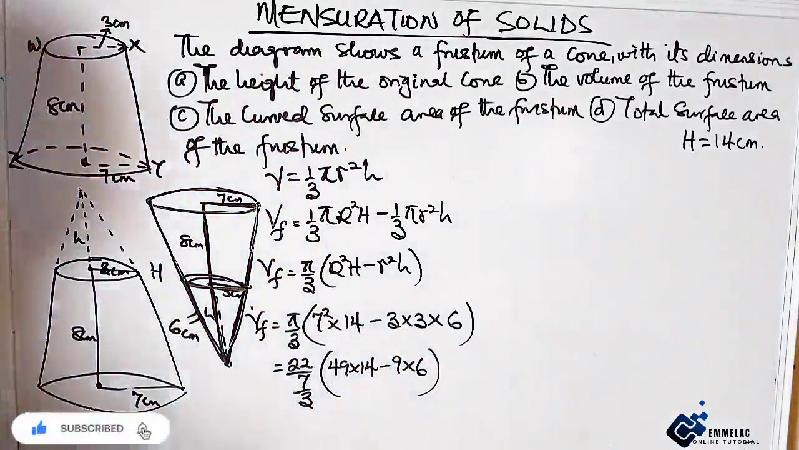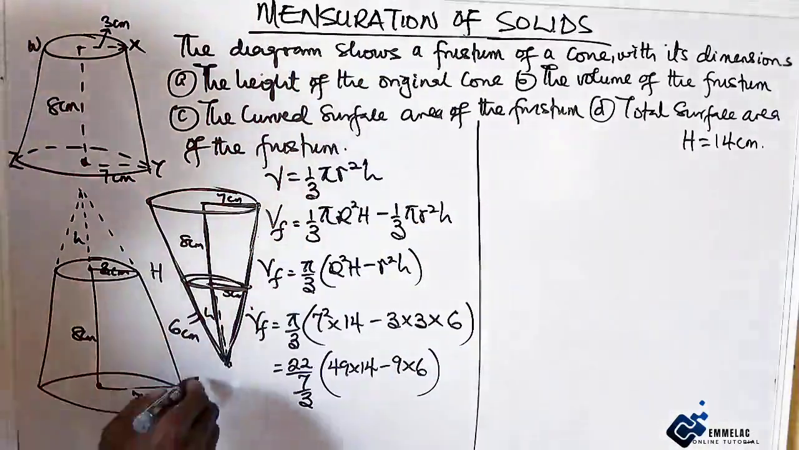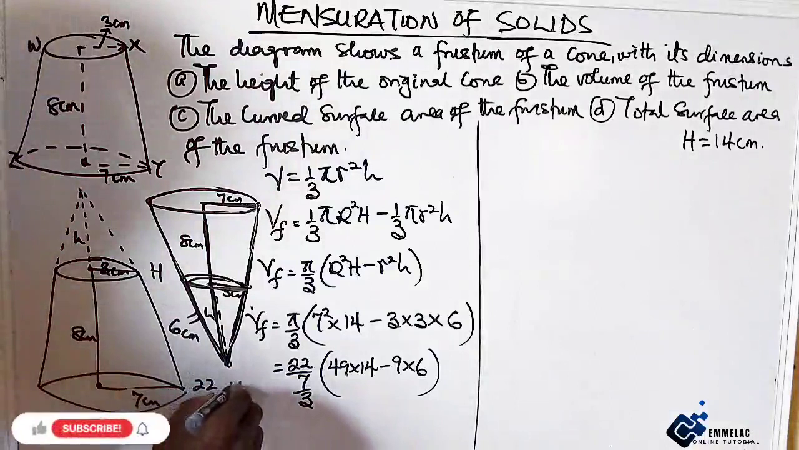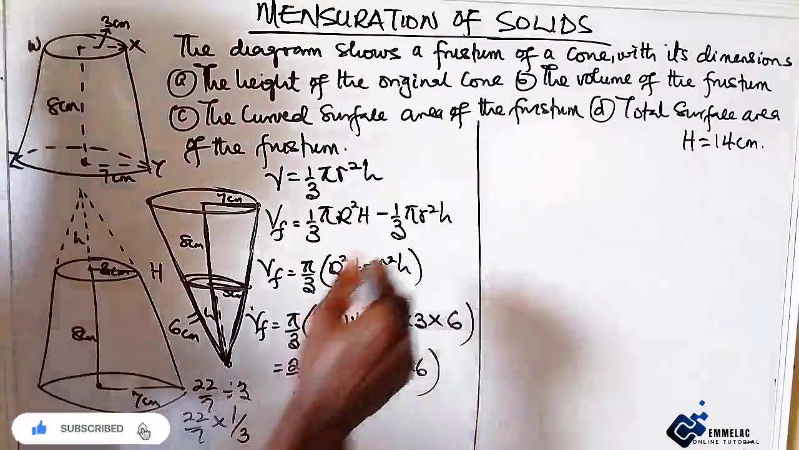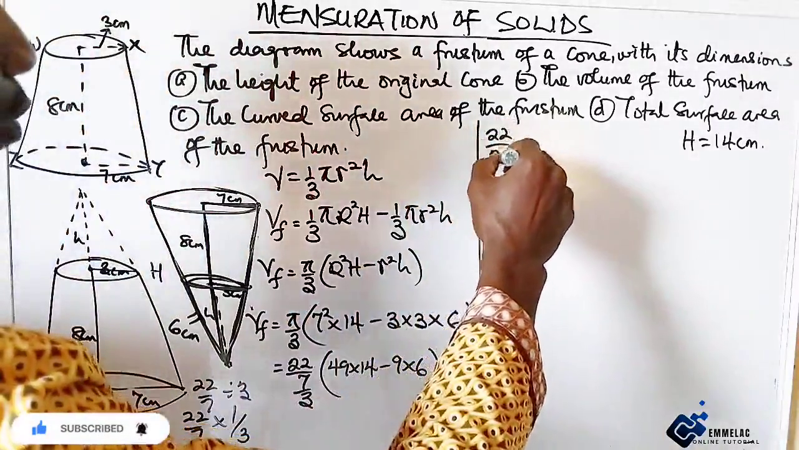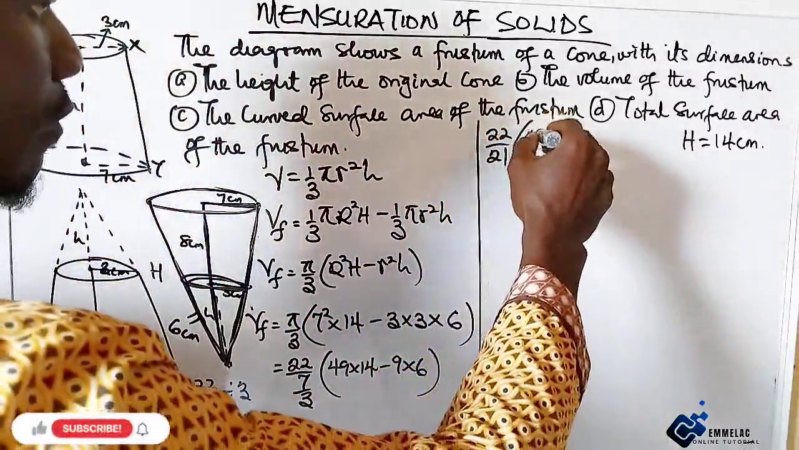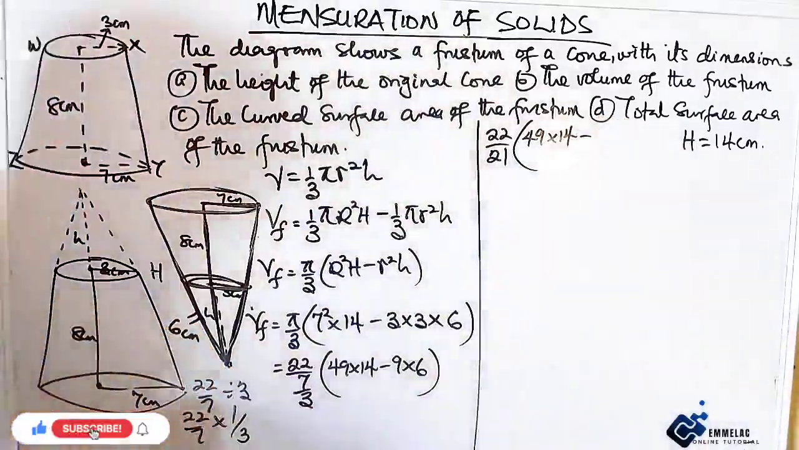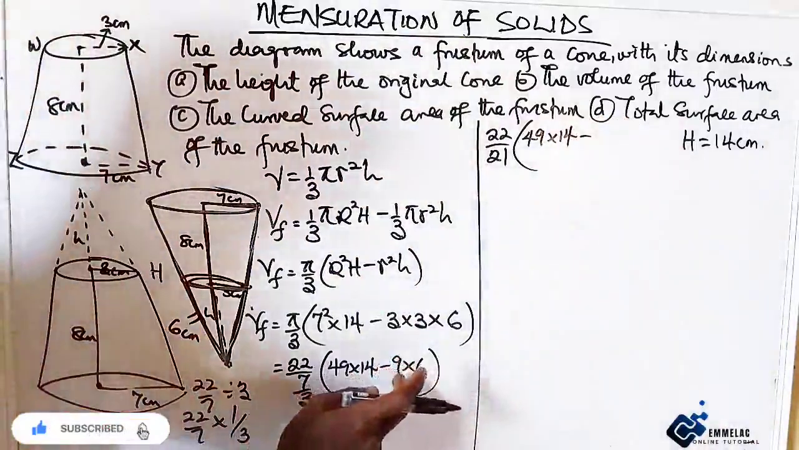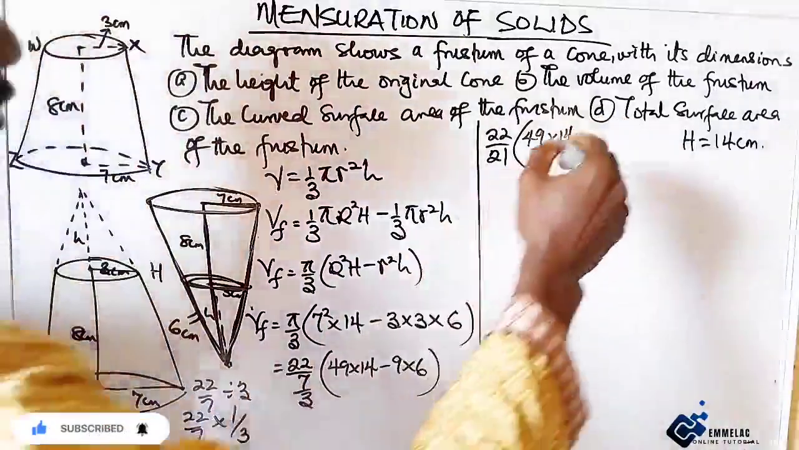Alright, so this one will now give us, here we have 22 over 7 divided by 3. So changing to the reciprocal of this, we have 1 over 3. So it will be 22 over 7 times 1 over 3. So here we have 22 over 21, 7 times 3, then into 49 times 14 minus 9 times 6, that will be 54.